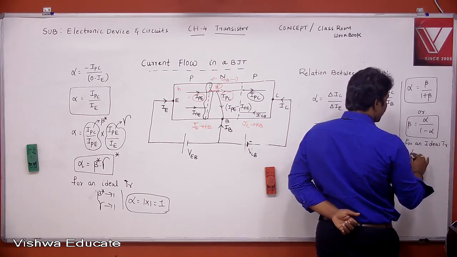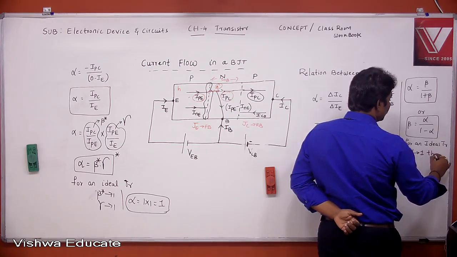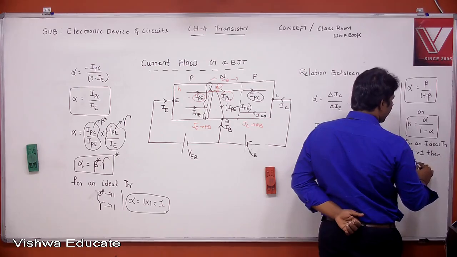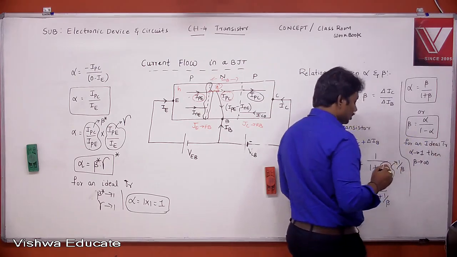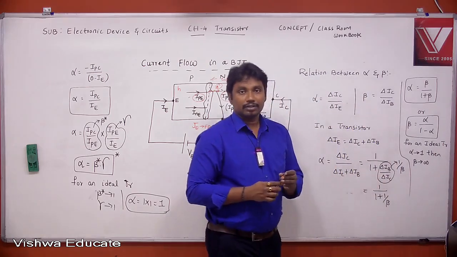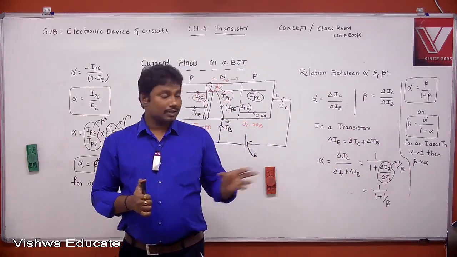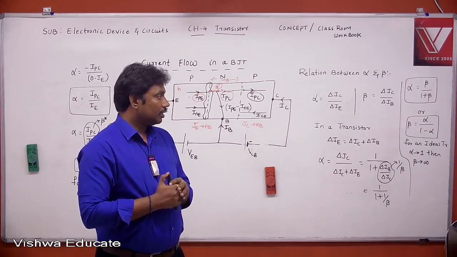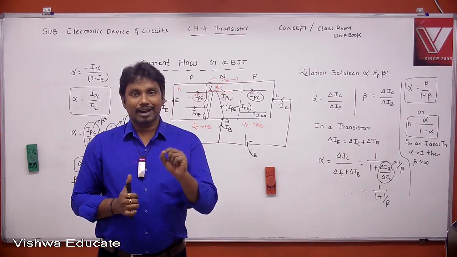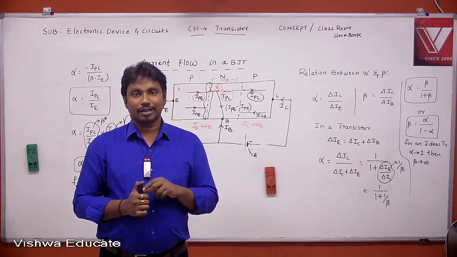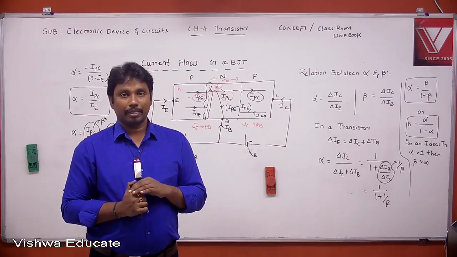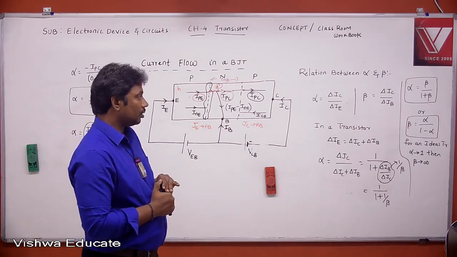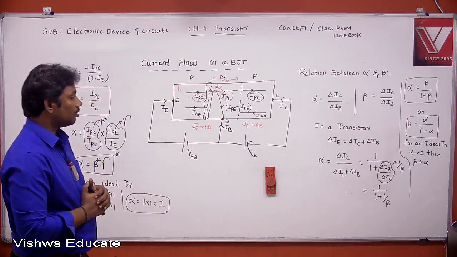See, for an ideal transistor, in case of an ideal transistor, what should be the alpha value? 1. Then what should be the beta actually? The beta is nothing but how much? Infinite. That means, what we can understand from the statement is, to select the good transistor, the beta should be very high, right? For an application. Copy the relation between alpha and beta.